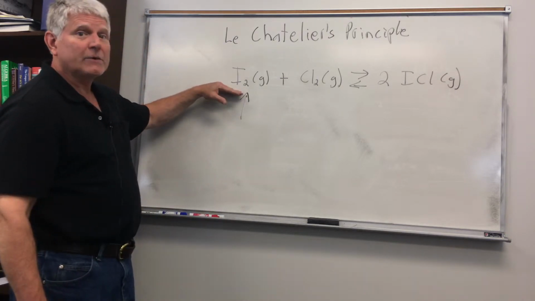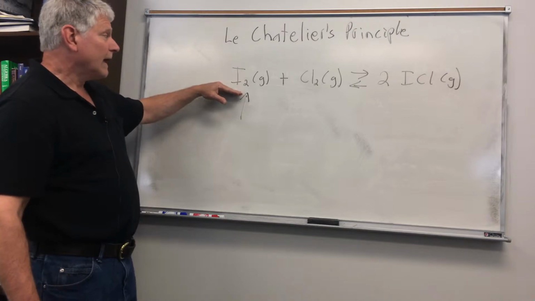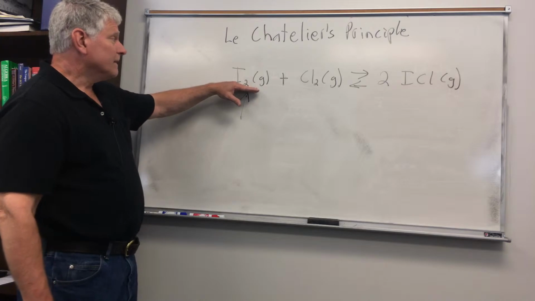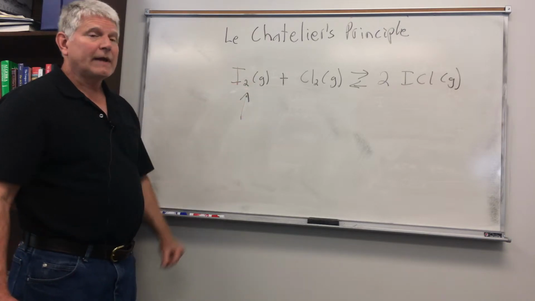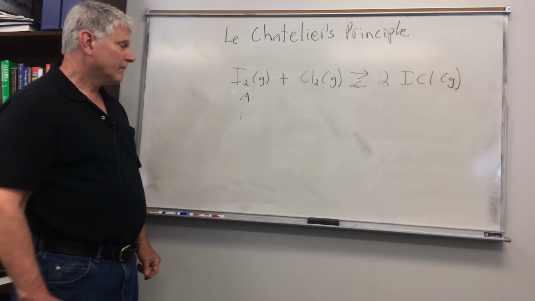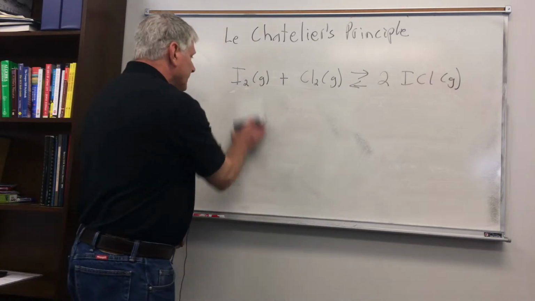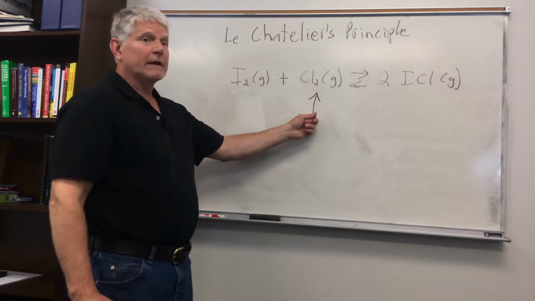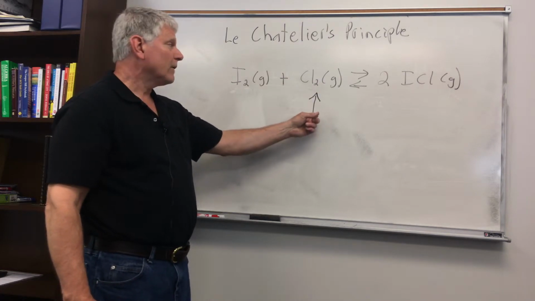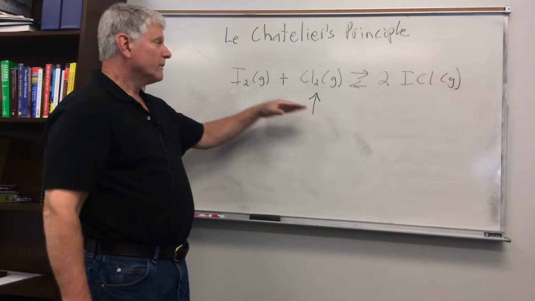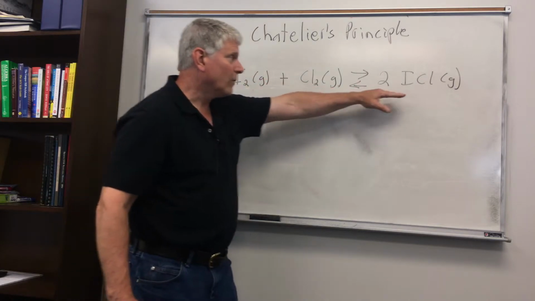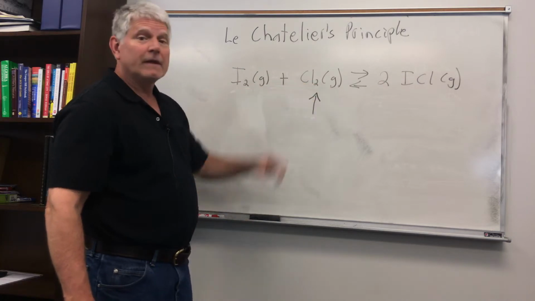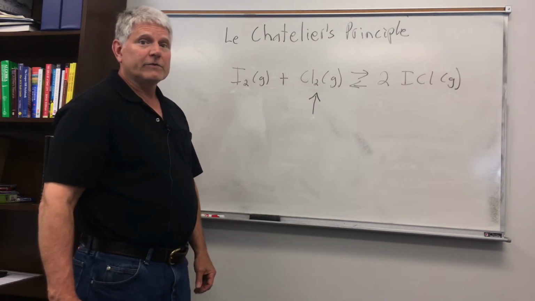Now I have too many reactants, and the reaction will have to go forward to relieve the additional amount of iodine so that the reaction can achieve equilibrium. The same thing will happen if I input more chlorine after it's reached equilibrium. Now I have too much of a reactant, so the reaction will have to respond by going forward, producing more product in order to relieve the additional reactant and to achieve equilibrium.